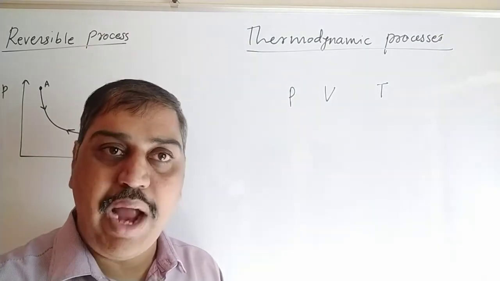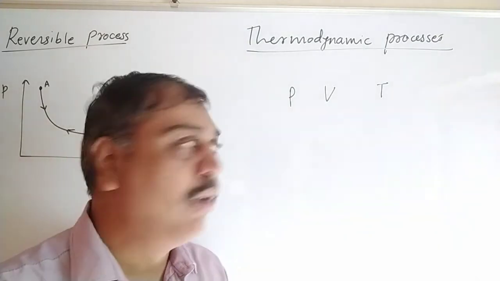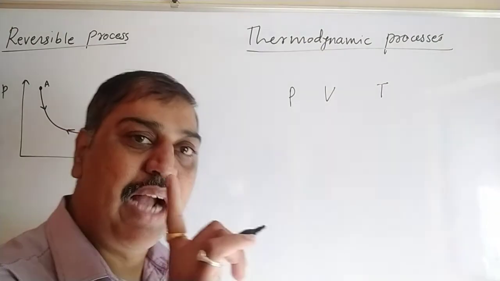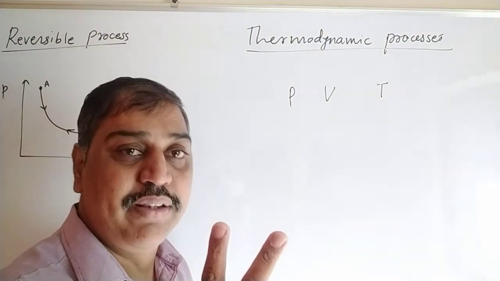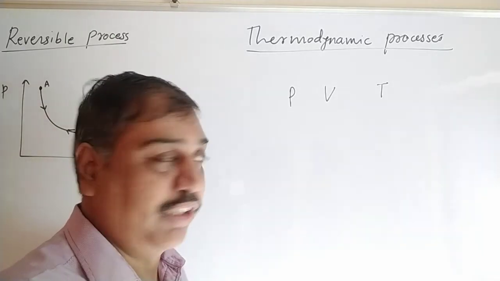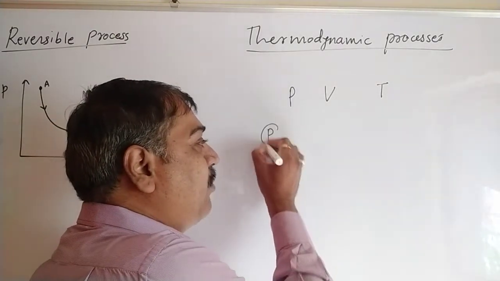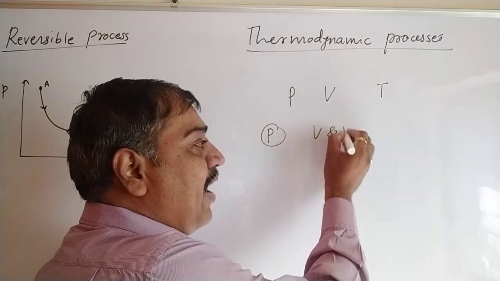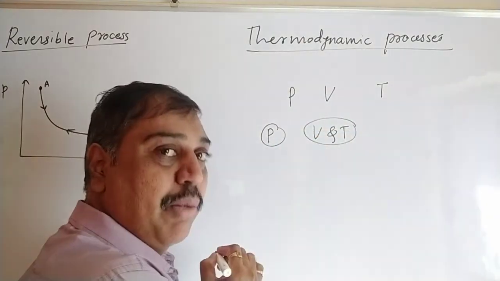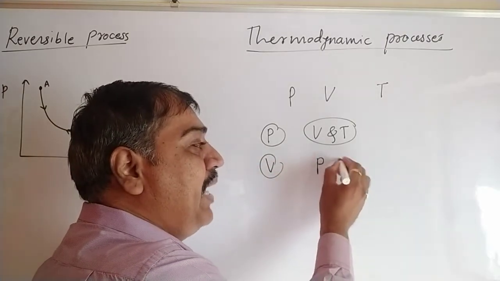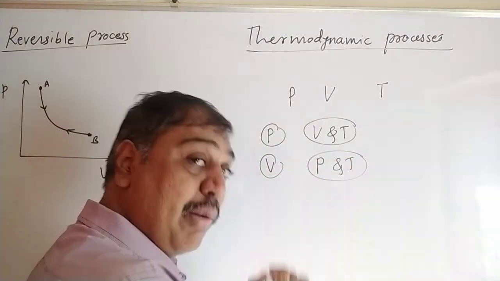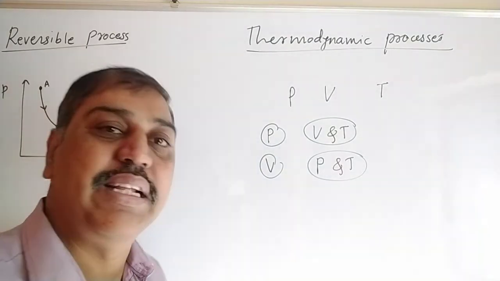While discussing that, at one time one variable is kept constant and two variables get varied, and accordingly the processes change. For example, in this case P is constant, and V and T get varied. So this would be the first thermodynamic process. Then V is constant, so what gets varied? P and T get varied. This is the second thermodynamic process, and so on.